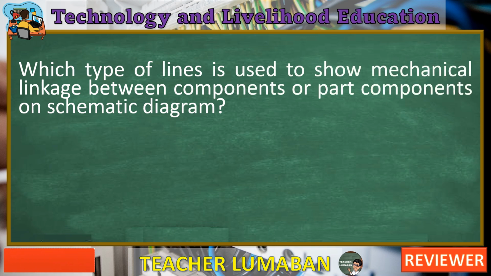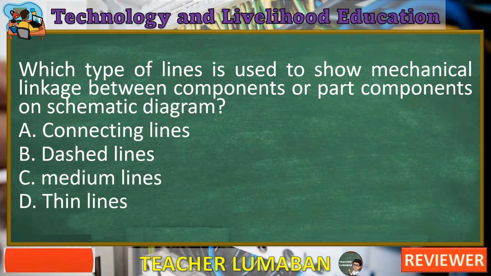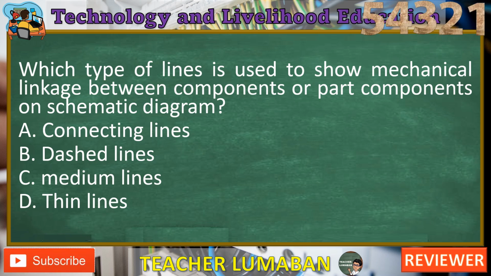Which type of lines is used to show mechanical linkage between components or part components on schematic diagram? A. Connecting lines. B. Dashed lines. C. Medium lines. D. Thin lines. In the next 5 seconds, select the best response from the available options. 5, 4, 3, 2, 1. The correct answer is B.